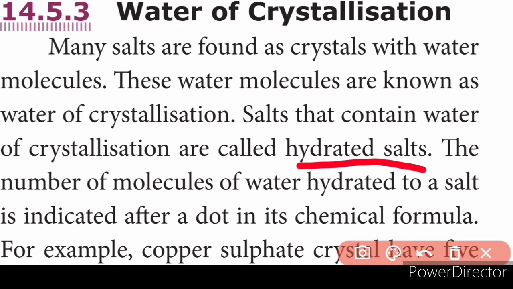The number of molecules of water hydrated to a salt is indicated after a dot in its chemical formula. That is why potash alum has a dot in between. The formula is KAl(SO4)2·12H2O. That dot indicates that it has 12 molecules of water in it, the amount of water present in the salt.